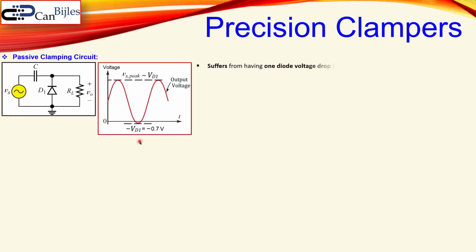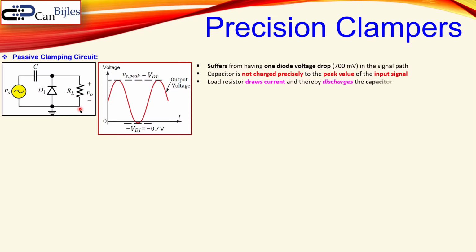Again, we suffer from having one voltage drop of 700 millivolts in the signal path, and the capacitor is, in the ideal case, not charged precisely to this value because of this voltage drop. And the load resistor will also draw some current and then also will discharge this capacitor a little bit, so that's also a problem again. But this situation will not be a problem and is suitable for a peak input voltage which is much larger than this diode voltage drop.